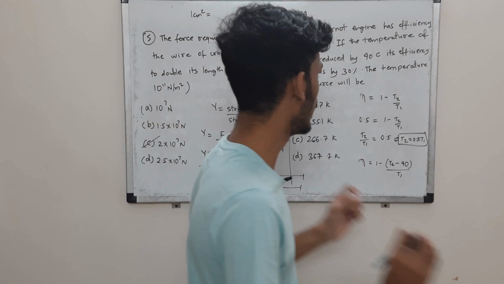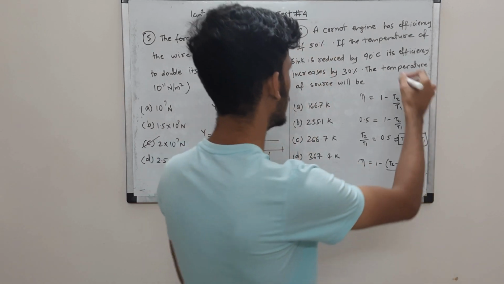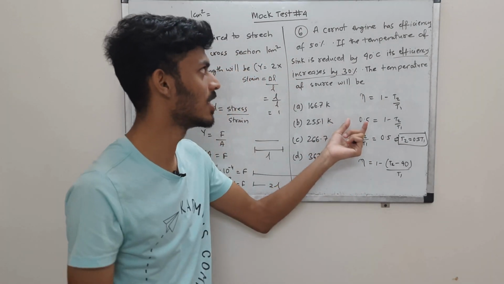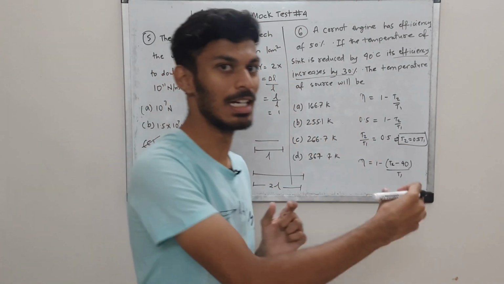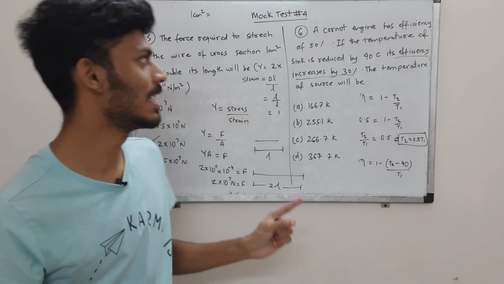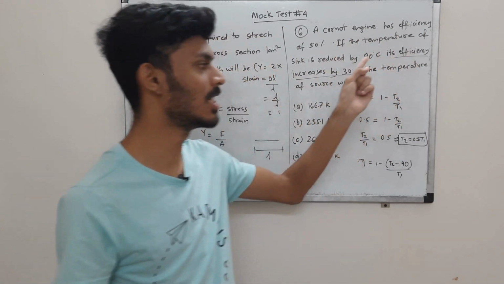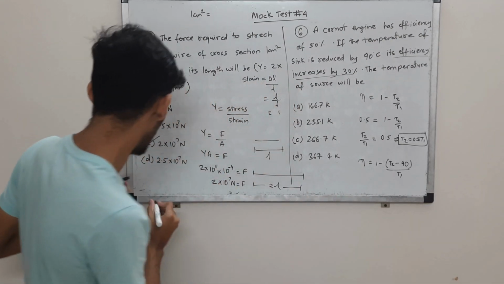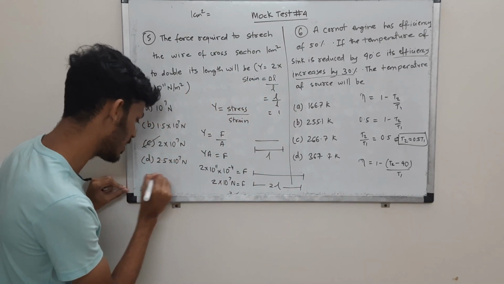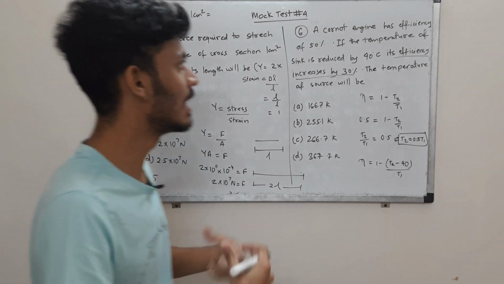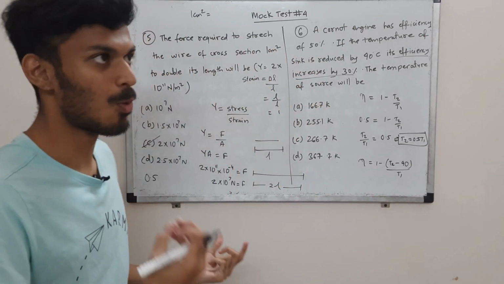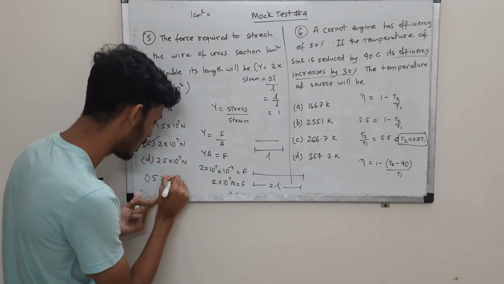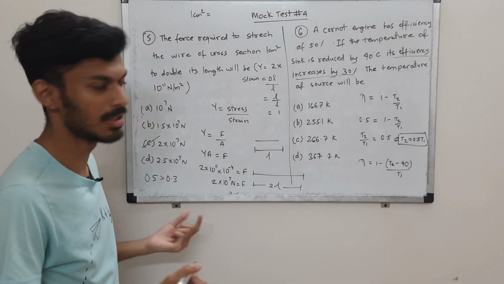Now pay very close attention to the question. It says that the efficiency increases by 30%. It does not mean that efficiency becomes 50 plus 30, 80. No, the question does not say that. It says that the efficiency increases by 30%. So initially it was 50% or 0.5, we can say 50 by 100. Now it increases by 30%. So what is 30% of 50? You just multiply it by 0.3, right? 30% is 30 by 100.